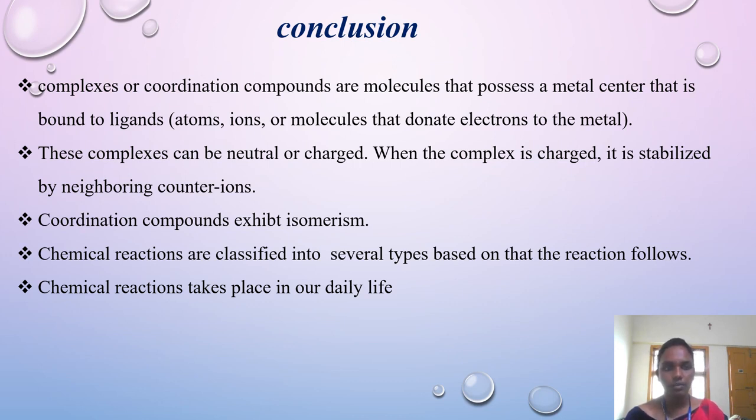So therefore, we have seen about coordination complexes. Coordination complexes consist of an array of anions bound together to a central metal atom, and coordination compounds exhibit isomerism. Next, chemical reactions are classified into several types, and chemical reactions take place in our day-to-day life.